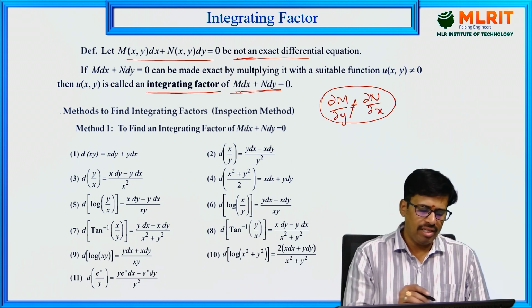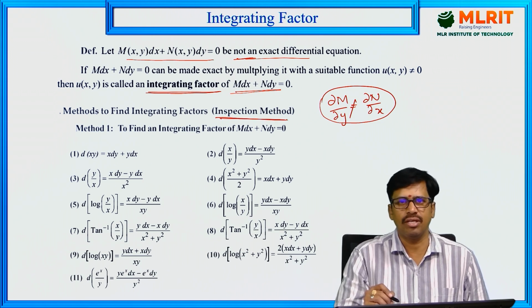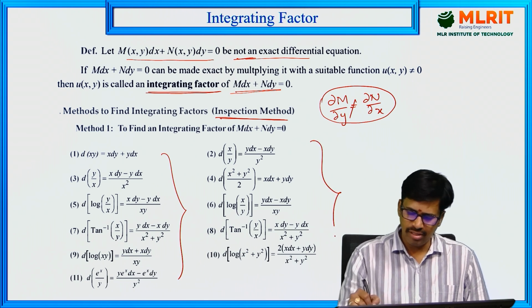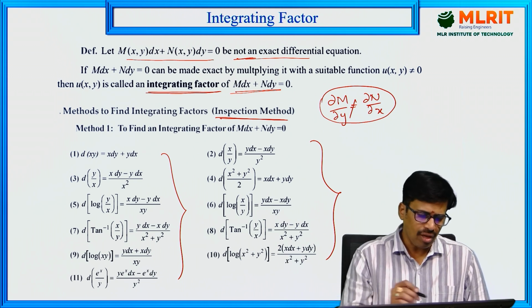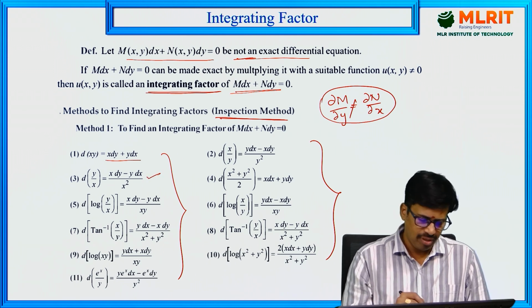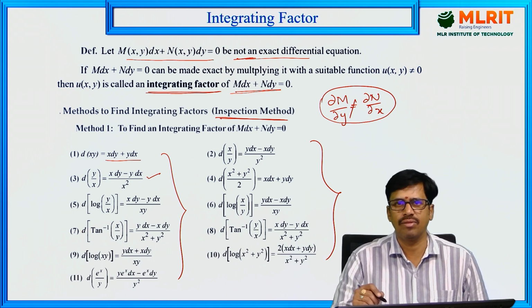So first let us see method 1. This method 1 is called the method of inspection. We need to remember these formulas so that by seeing the question, we can apply them. You know, the derivative of xy is x dy plus y dx, and the derivative of y by x is x dy minus y dx by x square. Like that, you have to remember all these formulas so that we can do the problem by the method of inspection easily, right?